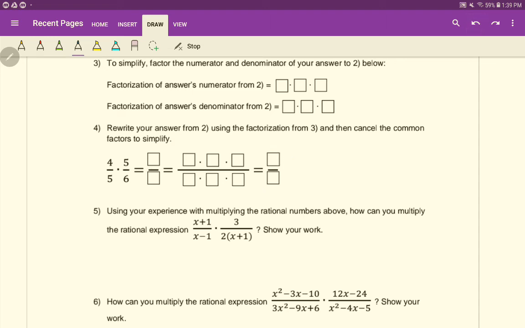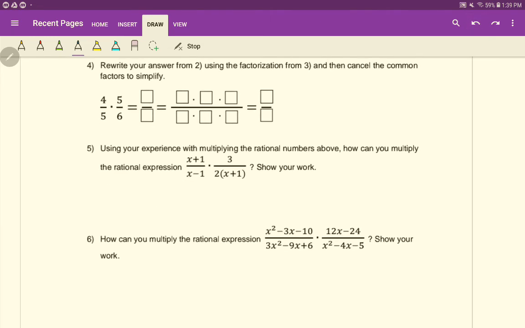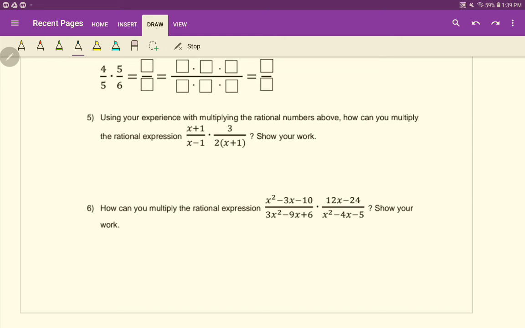Okay. Once you've got a feel for that, then I give you two rational expressions to multiply. And for number five, I want you to multiply these two rational expressions together using your experience and your knowledge from multiplying rational numbers, and show your work. Okay, and for number six then, I also want you to multiply these two rational expressions together. And again, show your work.